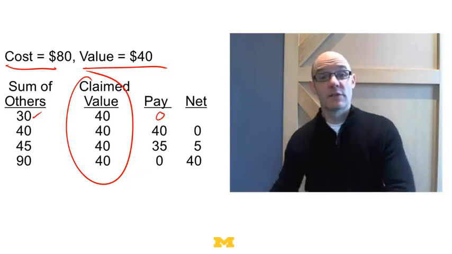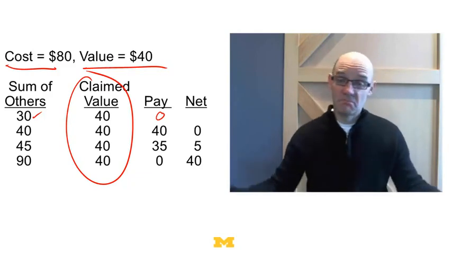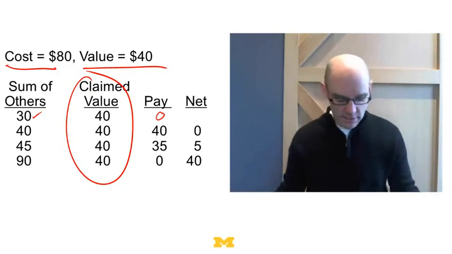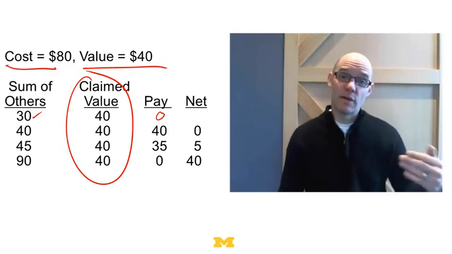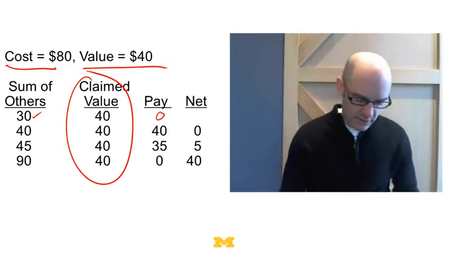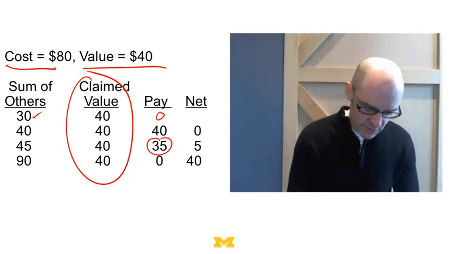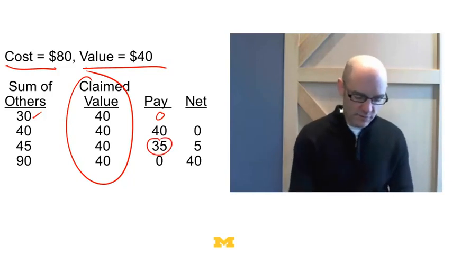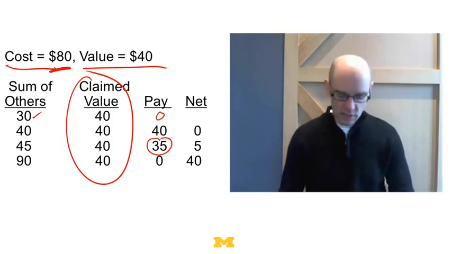They're going to pay $40 and they're going to get a project for $40, so whether you do it or not really doesn't matter. Let's suppose the sum of the others is 45, though. So now the others' bids or values add up to 45. This person claims 40. They only have to pay 35, right? Because 45 plus 35 adds up to 80, which is our cost. And so on net, they're going to come out 5 ahead.